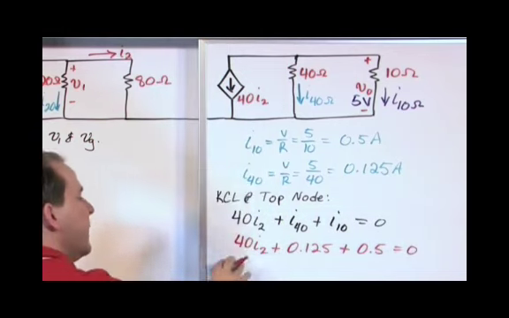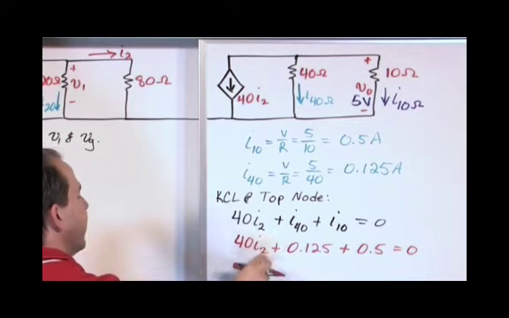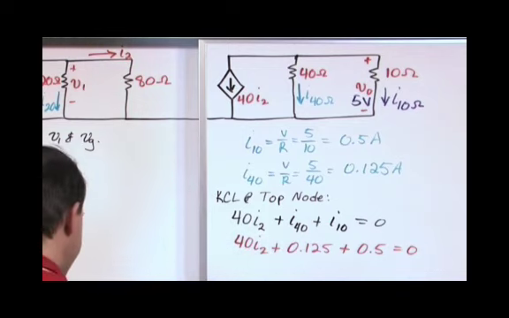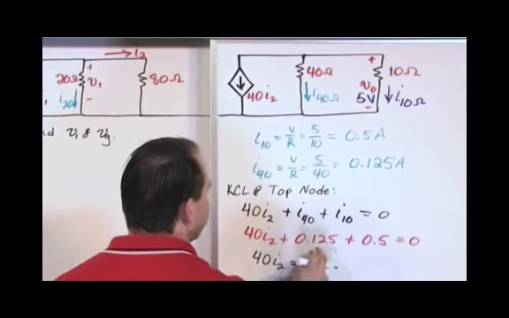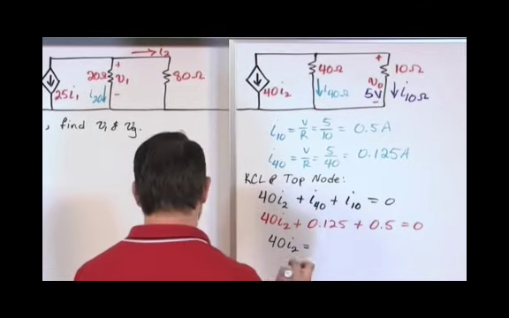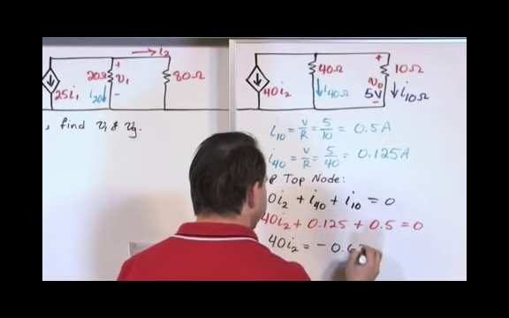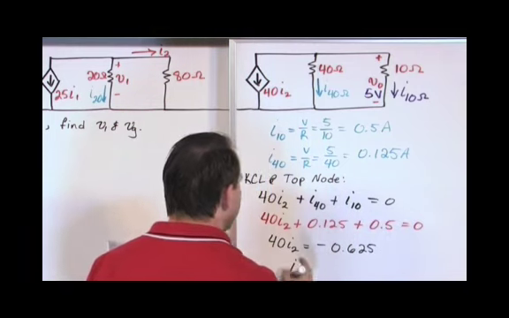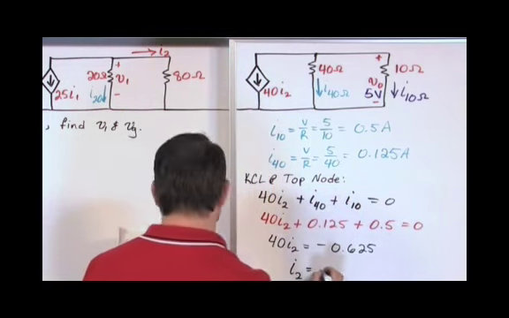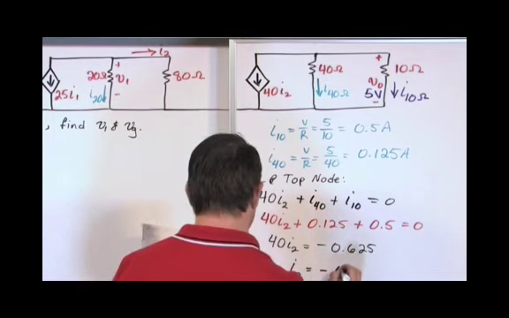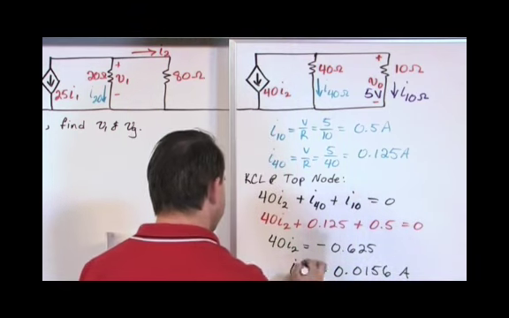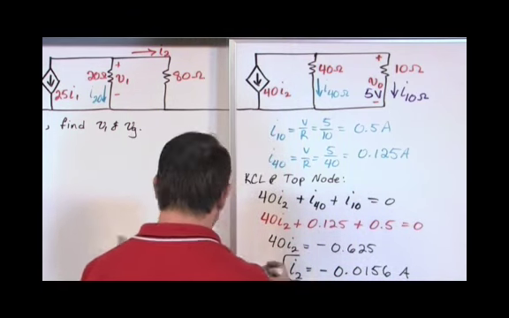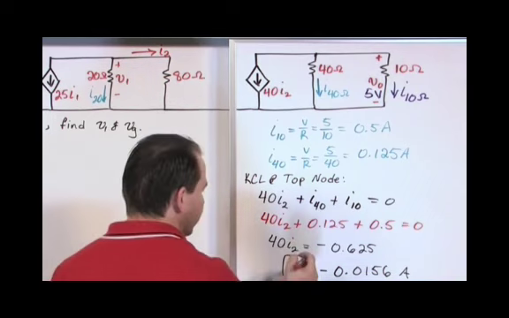And now you see, because of the way it's all constructed, the only variable I don't know is I sub 2, and I can solve for that now. So 40 I sub 2 is equal to, you add these together and move them to the other side of the equal sign, negative 0.625. Then I sub 2, once you divide by the 40, you'll get negative 0.0156 amps. This is the value of I sub 2. Let me circle it in red here.